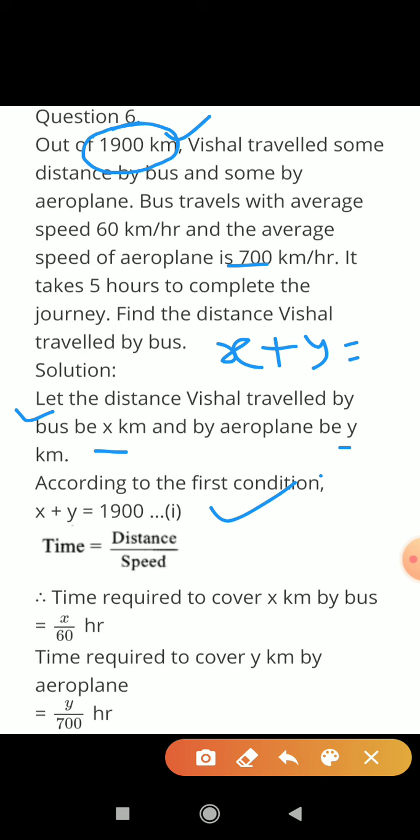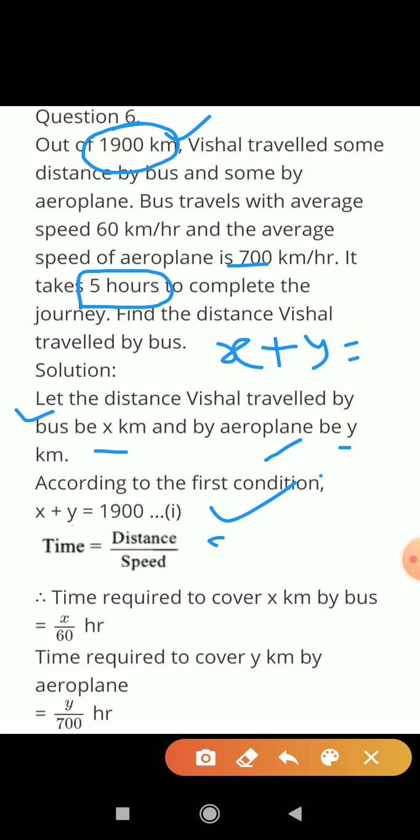So the speed of the bus and the aeroplane is given. The average speed of bus is 60 km per hour and the speed of aeroplane is 700 km per hour, and the total time is given. So the total time taken for the journey is 5 hours. So we have to find the time taken by bus and the time taken by aeroplane, but time is not given, speed is given. So we have to convert the formula of speed.